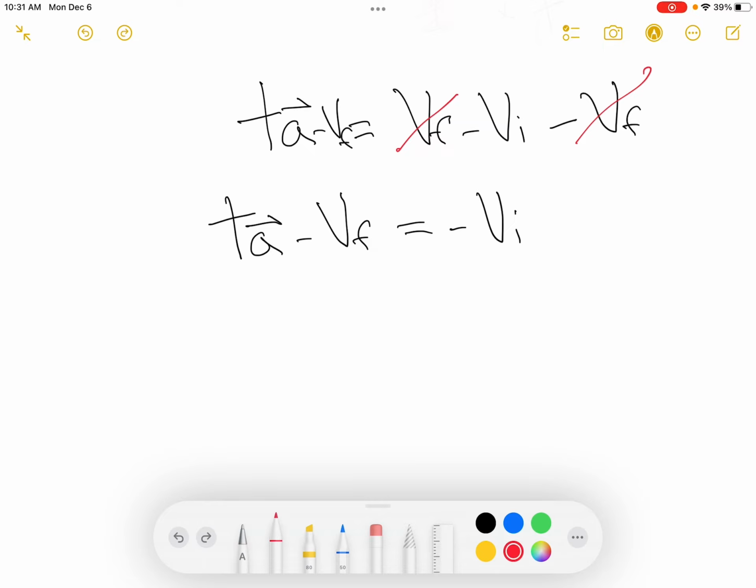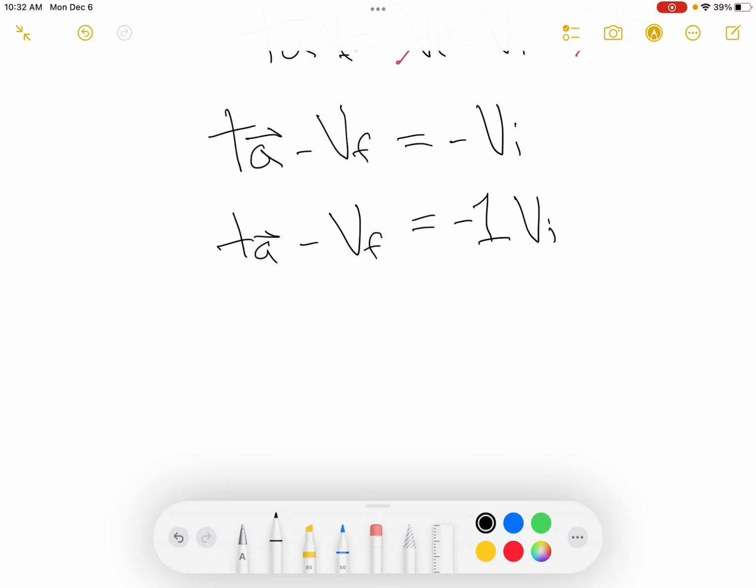How do we deal with that negative? How do we turn that positive? How do we turn, rather, the initial velocity positive? One way to look at this is we can think of negative Vi as negative 1 Vi. So it would just be another way of writing exactly what we have already. So this maybe frames it a little bit differently, though. How do we get rid of that negative 1?